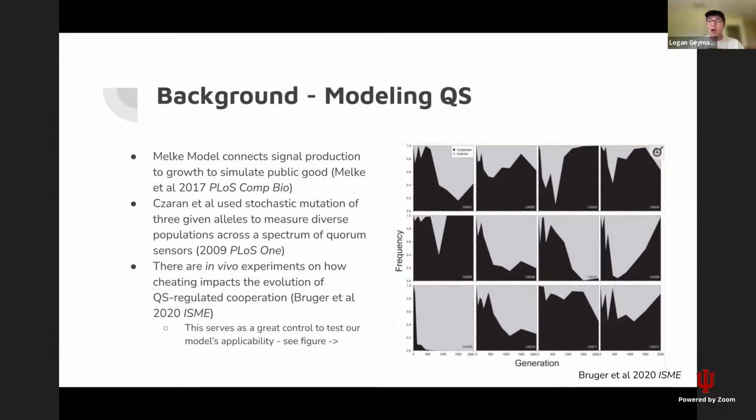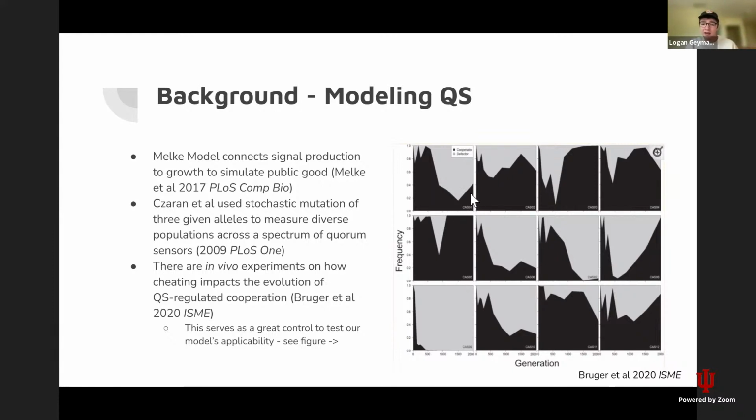And then we have a wealth of in vivo data from my lab and other labs as well, that show how cheating impacts the evolution of quorum sensing regulated cooperation. So if you look at the panels over here, you'll see different shades of gray and black. The gray indicates the appearance of defector strains. So that's the fraction of the total population that are defecting. They're not quorum sensing, right? The black is the cooperator strains.